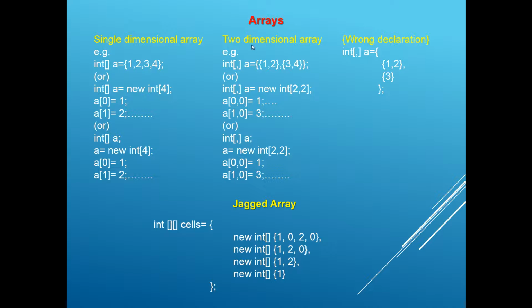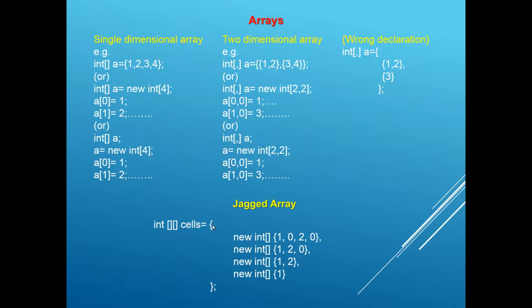In case of multi-dimensional or two-dimensional array, the multi-dimension is indicated by using comma, that is number of rows and number of columns. Here also you can initialize it by using some fixed values. You can use it by using fixed size, and you can also use it as a dynamic.